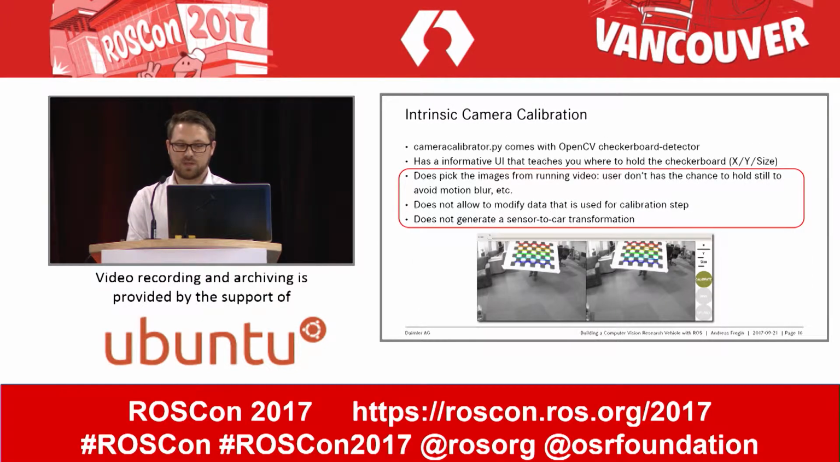For cameras, a starting point is the camera_calibrator.py node, which internally uses OpenCV camera calibration. And it has an informative UI that teaches you where to do your chicken dance and where data is needed. But it also picks images from the running video, which can result in motion blur, for example. It also does not allow you to modify the collected checkerboard poses, so you have to restart from the beginning if you press calibrate and decide the calibration is not good enough. And it does not generate a sensor-to-car transformation at all.